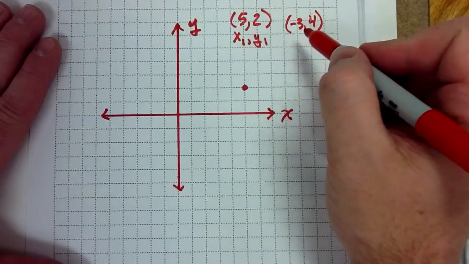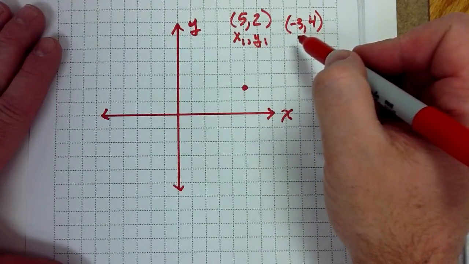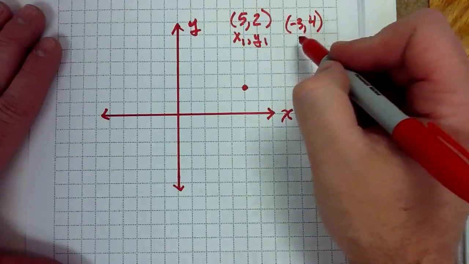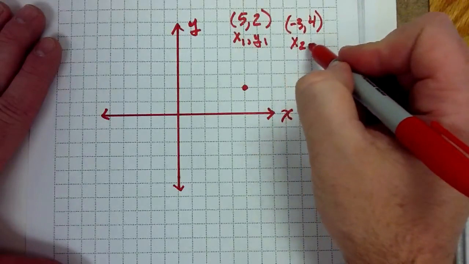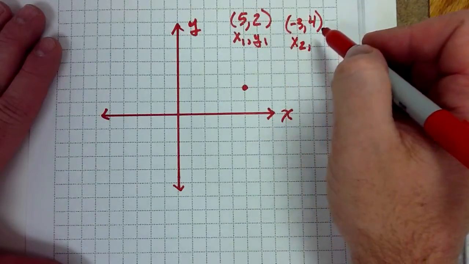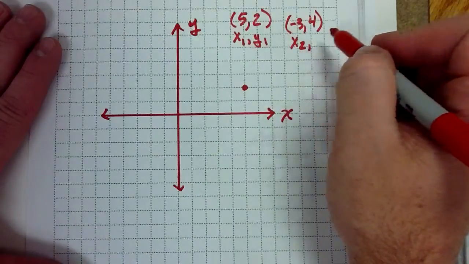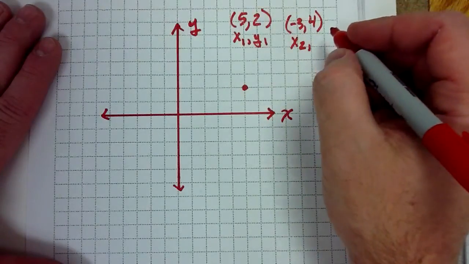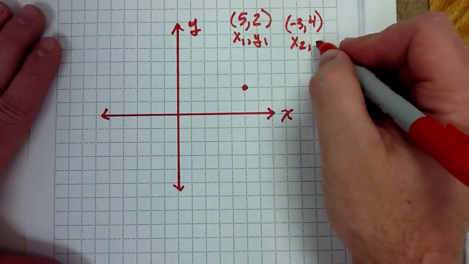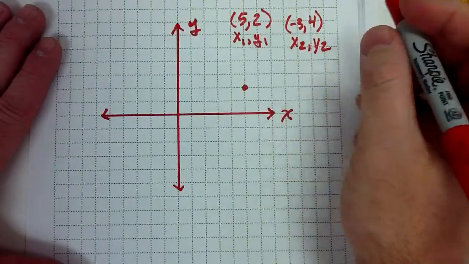Since it's my second x, I just don't want to call it x sub 1, do I? I want to call it x sub 2. It's just a subscript. Subscript is a little number that's put in usually smaller font or text so that you can identify that it's the second or third or fourth one. This would be y sub 2.